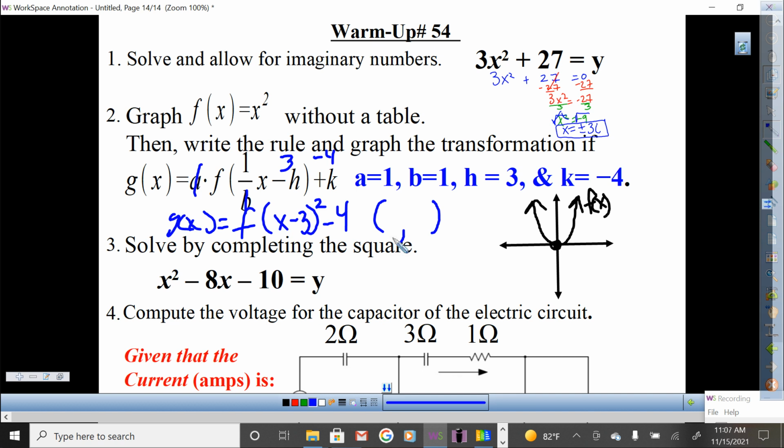Alright, my vertex. Bree, what's our vertex? Very close. What number did we substitute in here for h, guys? 3. And here for k, -4. So therefore, 1, 2, 3 to the right, and 1, 2, 3, 4 down. My new vertex would be down here, and this is my g of x. Since a is 1 and b is 1, there's no compression or stretch, either vertical or horizontal. Yes? Yes, execute. All right, good.